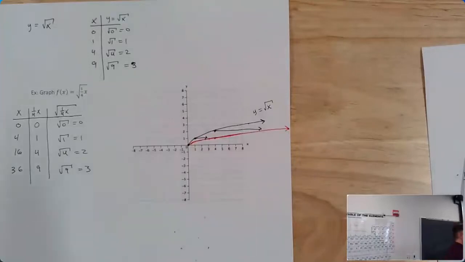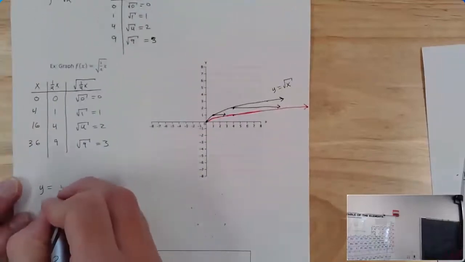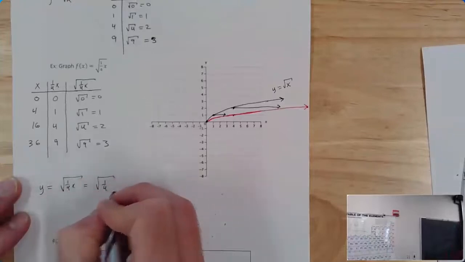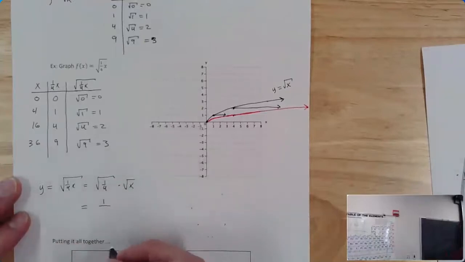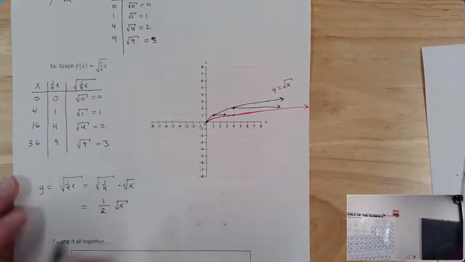Here's why this isn't my favorite example. Because this stretching by a factor of four horizontally looks exactly like squashing by a factor of two vertically. And it actually is. Because if you take the square root of 1/4 x, you could simplify it as the square root of 1/4 times the square root of x. The square root of 1 is 1, and the square root of 4 is 2. So this exactly looks like I'm multiplying on the outside by 1/2.